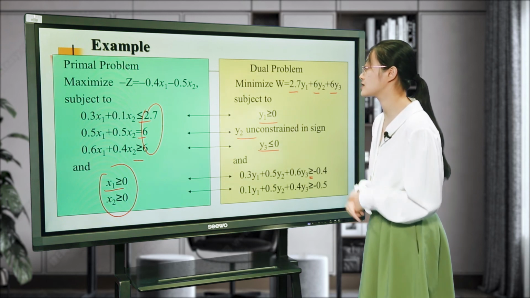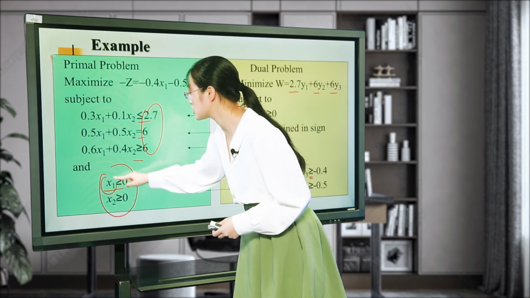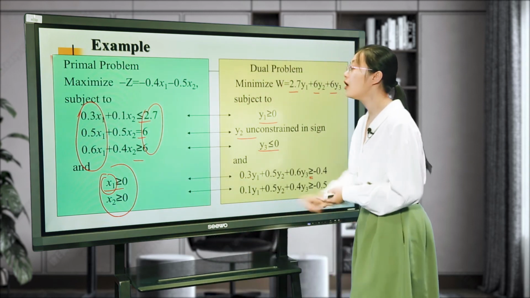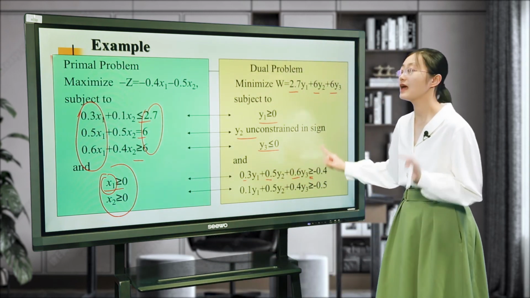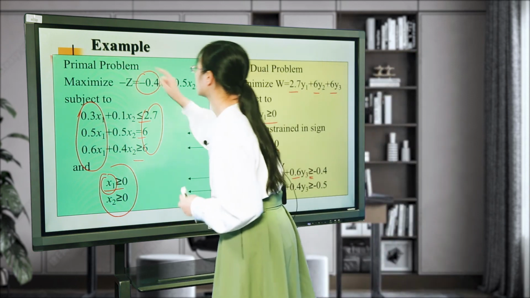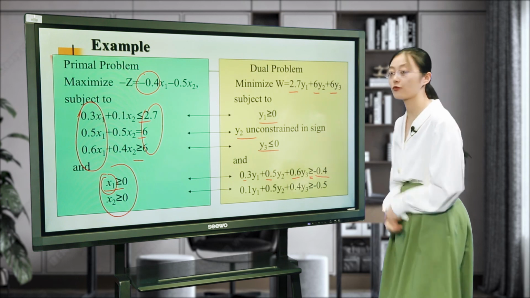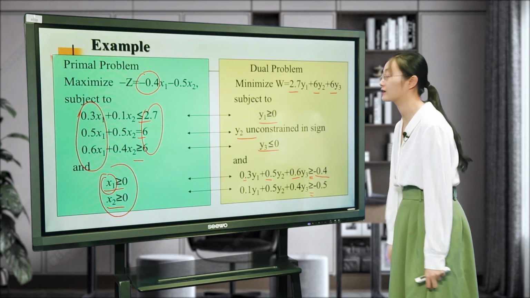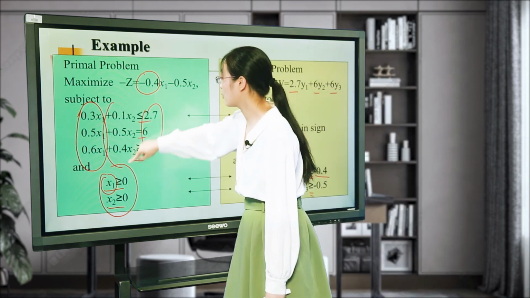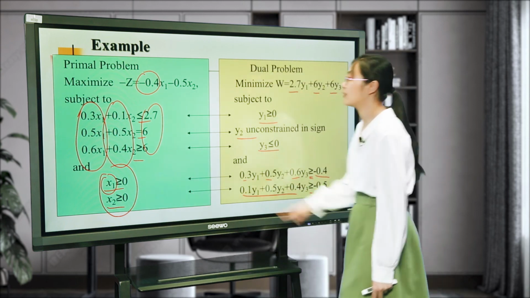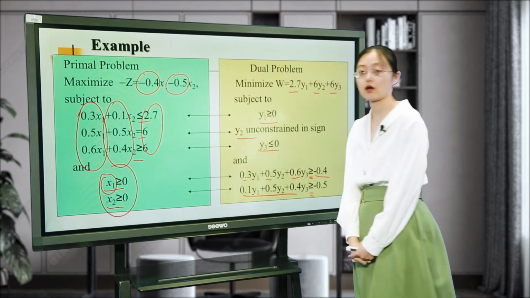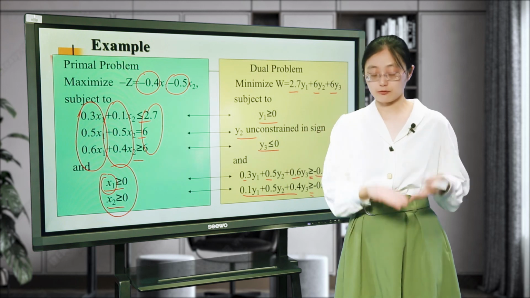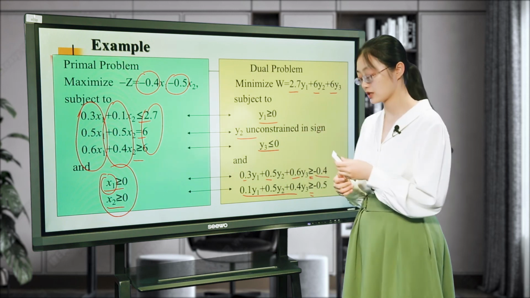And how about the coefficients? The coefficients are simply the coefficients of x1 reading from the constraints. So the coefficients of x1, 0.3, 0.5, 0.6, bigger than or equal to the coefficient in the objective function, negative 0.4. And similarly for x2, bigger than or equal to 0, so the second constraint is also bigger than or equal to. And then the coefficients, 0.1, 0.5, 0.4, bigger than or equal to the coefficient of x2 in the objective function. So this is the general way of how to relate a primal problem and construct its corresponding dual problem.